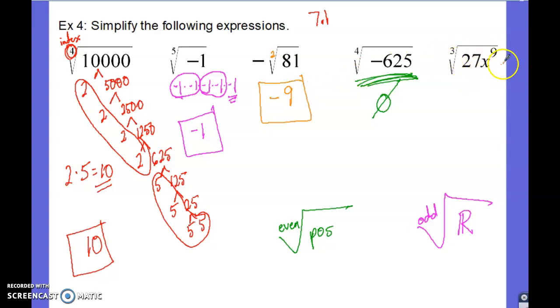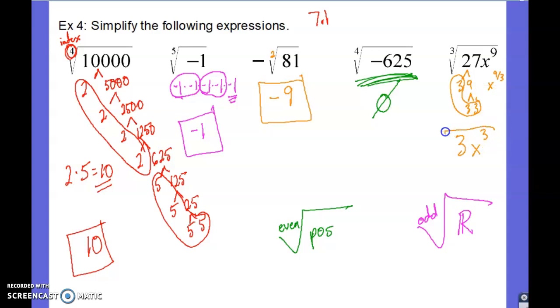And then this one, just make sure you do each cube root individually. So you can break down 27. And we want a group of 3, because it's a cube root. So we're looking at 3. And the fastest way of doing this is understanding that you divide by the index. 9 divided by 3 is 3.